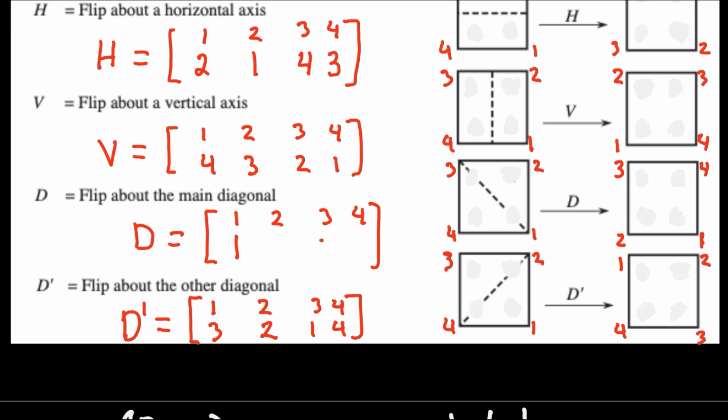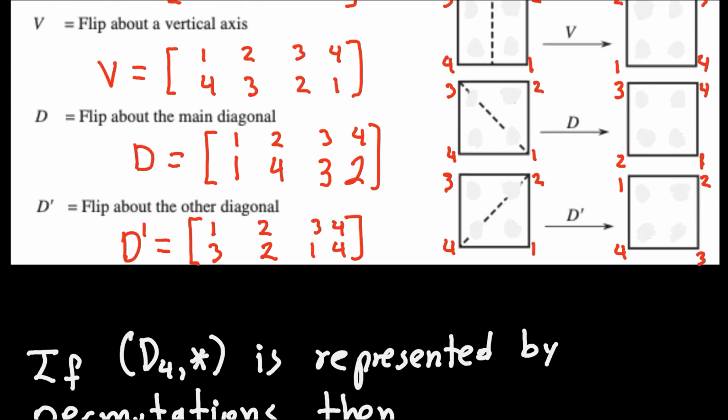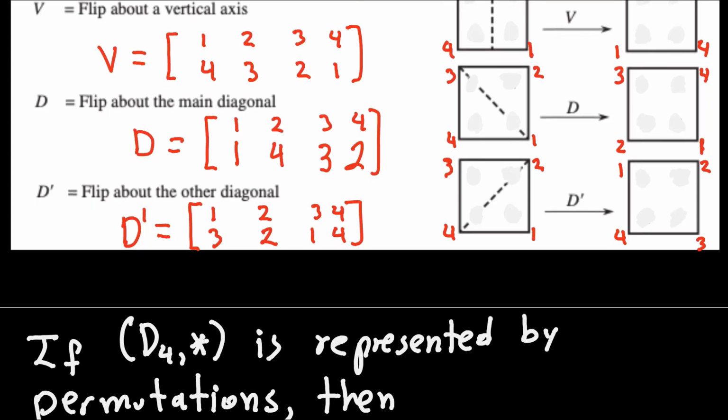So 1 will go to 1, 3 will go to 3. And what happens with 2 and 4 is they're gonna interchange places. So 2 goes to 4 and 4 goes to 2, as you can see here. And something similar is gonna happen for the other diagonal. So in this case, this diagonal is gonna fix 4 and 2, like you see here, and it's gonna flip the 1 and the 3.